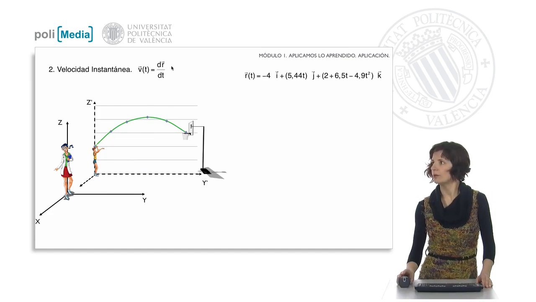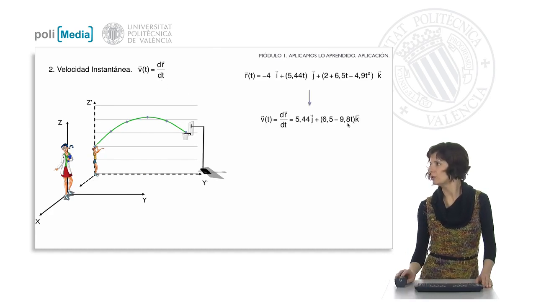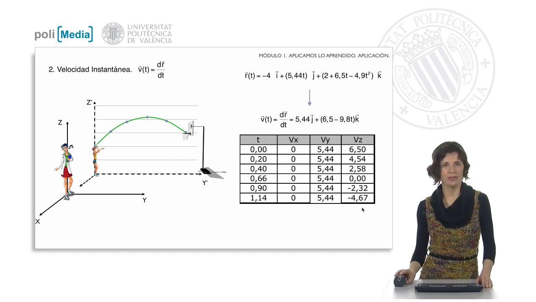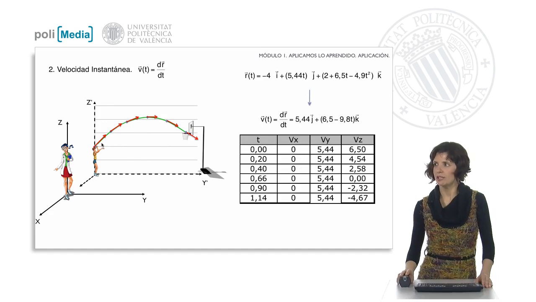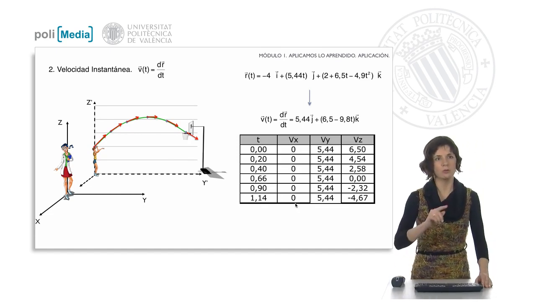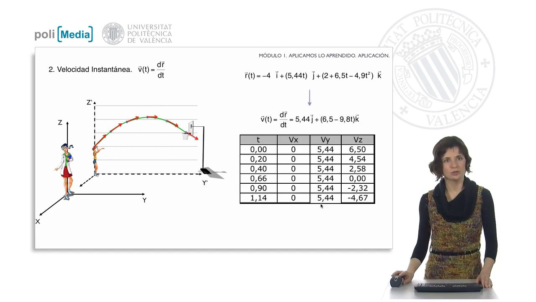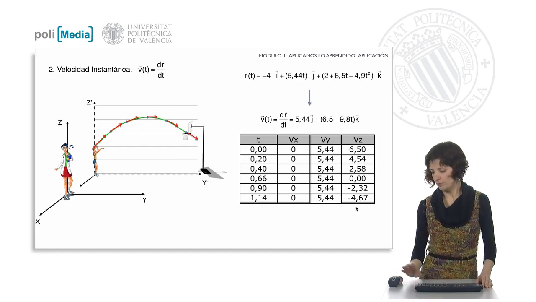Next, we are going to calculate the velocity vector as the derivative of the position vector with respect to time. We thus obtain another vector that also depends on time. Given values to the variable t, we can obtain the x, y, and z components of the velocity vector that will allow us to represent graphically the velocity vector at different points of the trajectory. We note that this vector is tangent at all times to the trajectory, that its x component at all times is 0, because, as we said before, the movement takes place in a plane parallel to the y-z plane, that the y component, the horizontal component, is constant, and what varies is the vertical component, the z component.